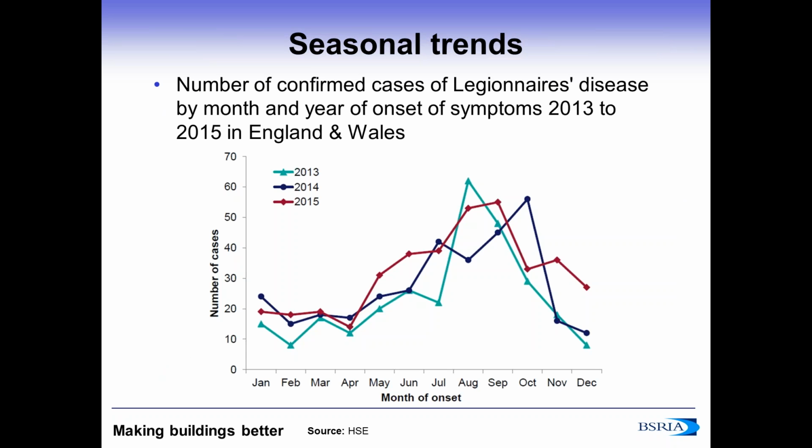In addition to exposure category and gender, there is also a seasonal trend of Legionnaires' disease cases increasing during the summer period. This could be explained by the temperature in building water systems likely being well within the range for Legionella bacteria to grow, which is 20 to 45 degrees Celsius.